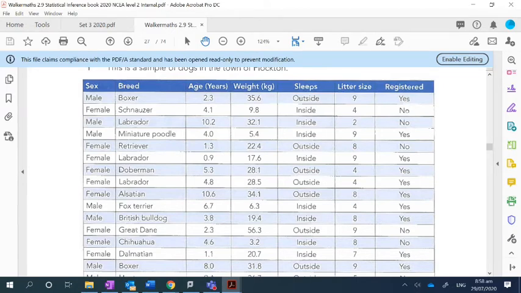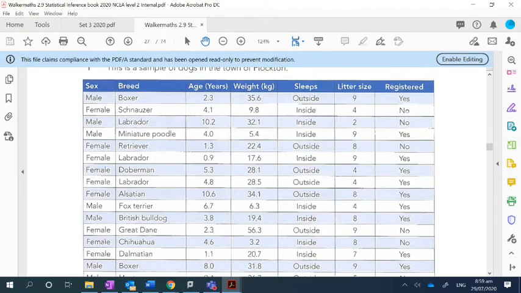Do you see my reasoning there? I wonder if households in New Zealand have more boxers than Labradors. Okay? Now, that's not a proper sentence by any means, right? I'm just talking about the comparisons. I'm not making the sentence.